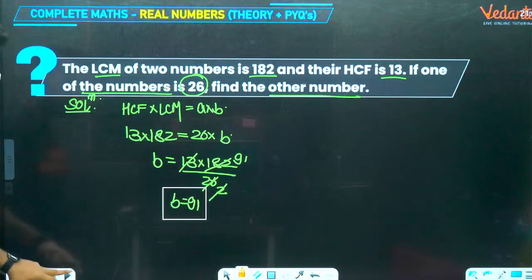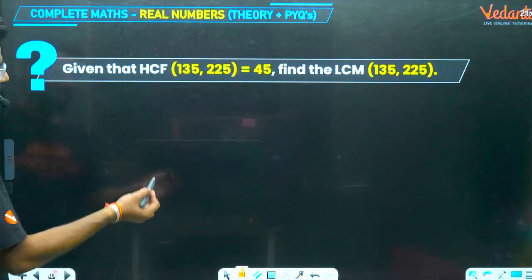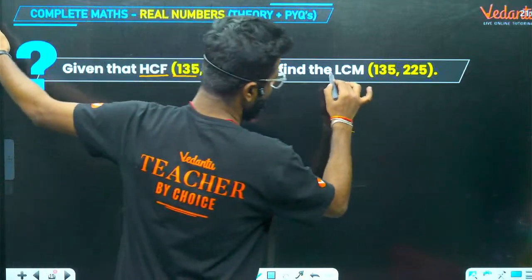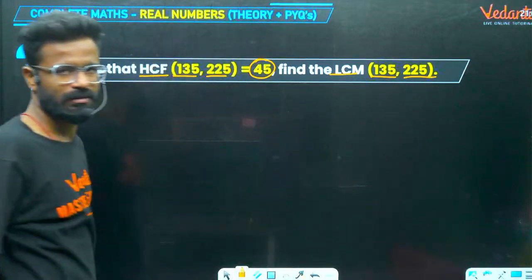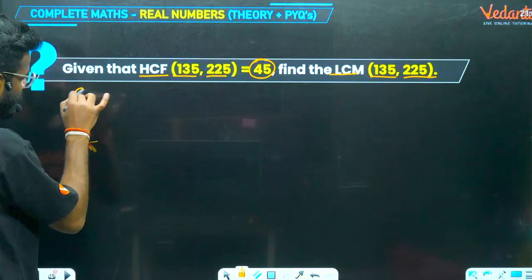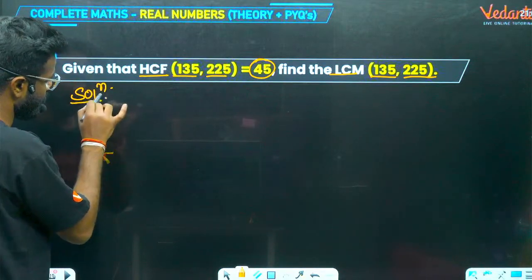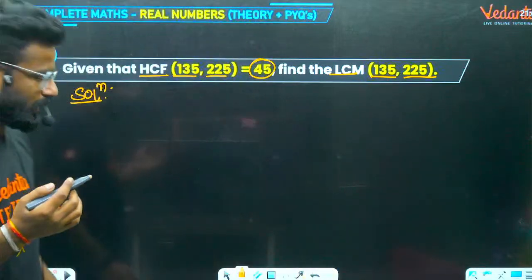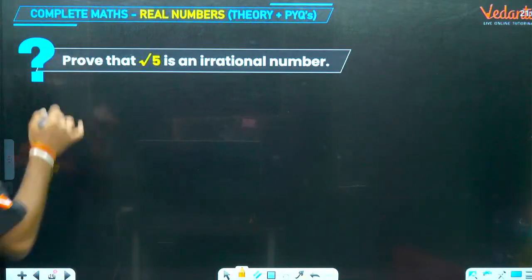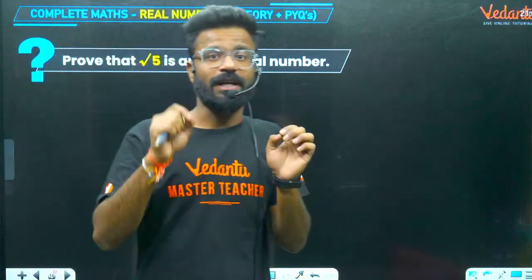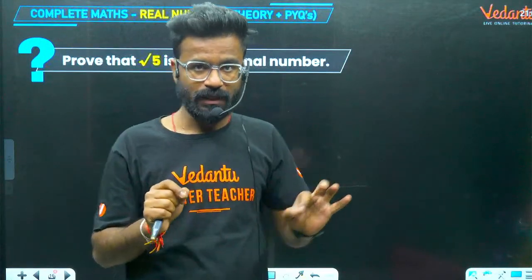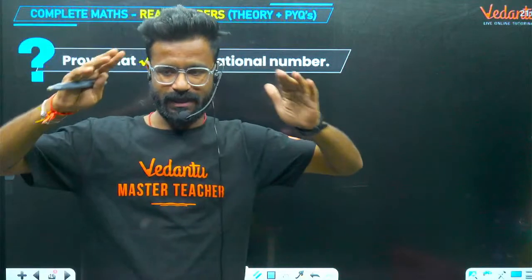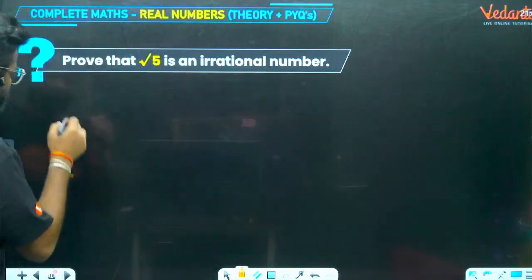Okay. Now again we have the same question that the HCF of these two numbers is 45. You have to find the LCM of these two numbers. Simple. By applying the relation of HCF and LCM, you can find this. Very nice. Okay. This is a very important question, and this question always comes in your exams, so please try to focus.